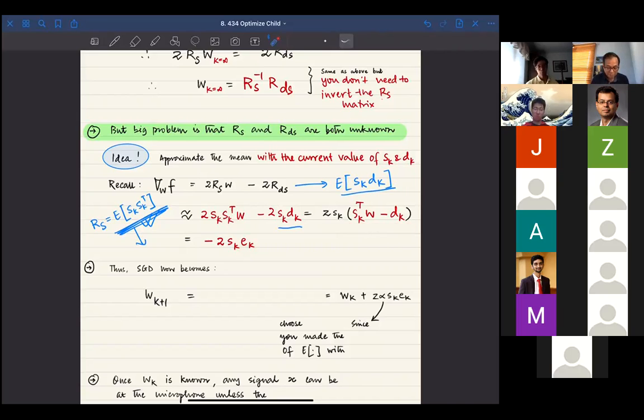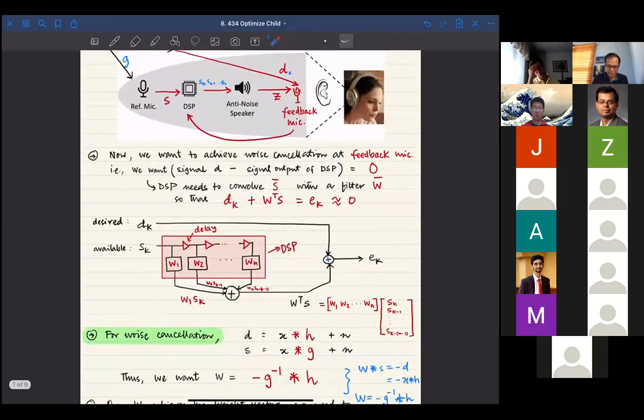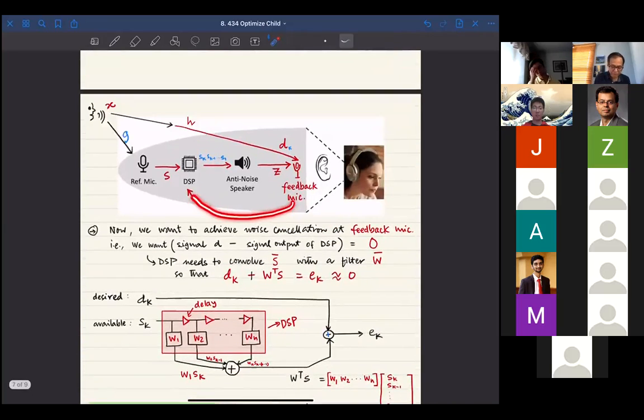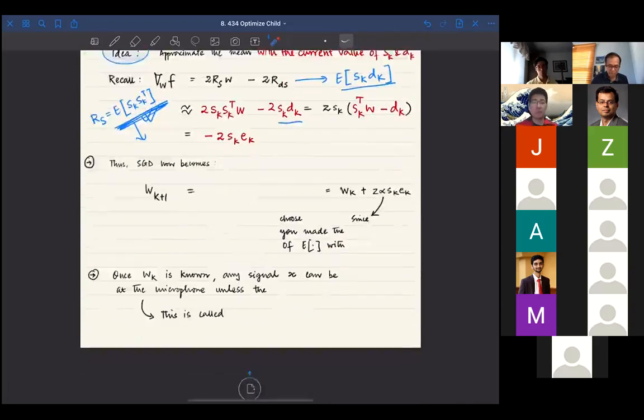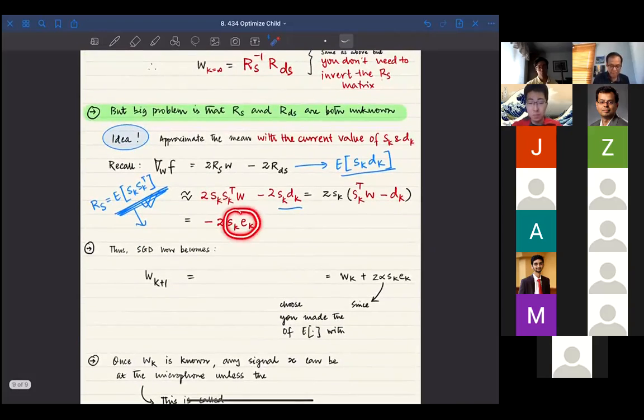So now what you have? The adaptive filter is saying that your gradient is your current value of sk multiplied by what the feedback microphone is giving you at this current time. Right? Because what is ek? Ek is what the feedback microphone is telling you. So you multiply these two, sk ek, and that's your gradient. And now you start doing gradient descent.